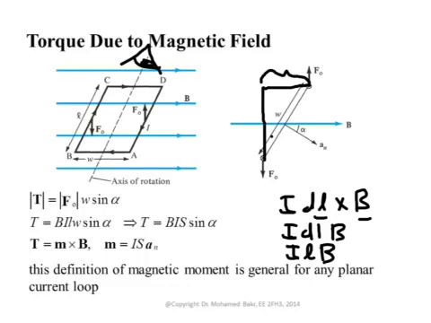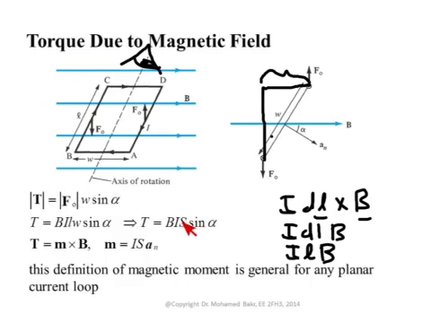This is W, the distance between them. Alpha is the angle between the normal of the plane of the loop and the direction of the magnetic field. Now we take LW. LW is the area of the loop, so it has a length of L and a width of W, so LW is the area of the loop, we call it S. And now we can put this expression, the modulus of the torque, into the more general expression that the torque in general is equal to M cross B.